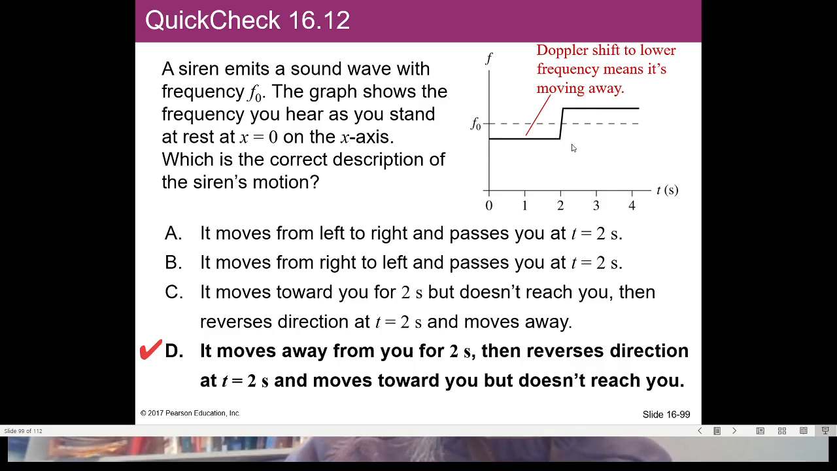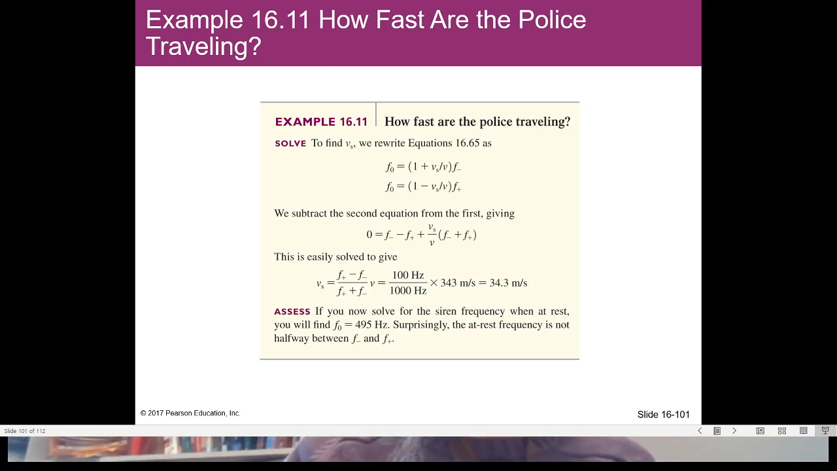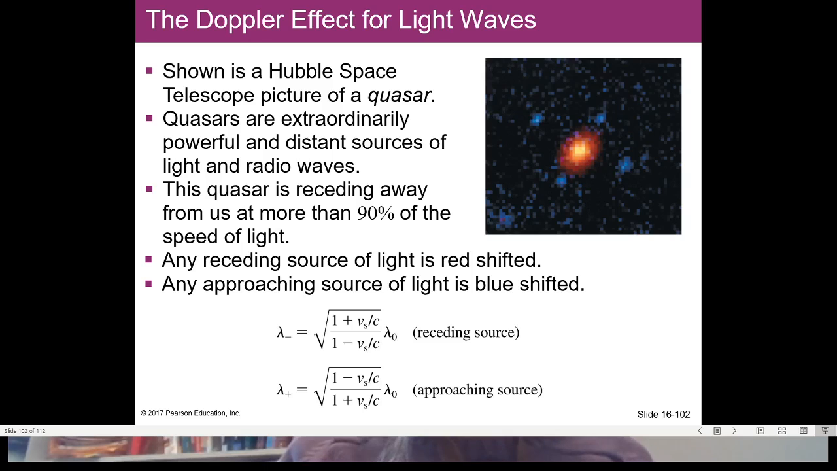Okay. All right. So here's a police siren, and we've all heard this. We're stopped at the side of the road, and a police car goes by with its siren, or an ambulance goes by with its siren. And when it's coming towards us, we hear a higher frequency. When it's going away from us, we hear a lower frequency. All right. So there are the equations.